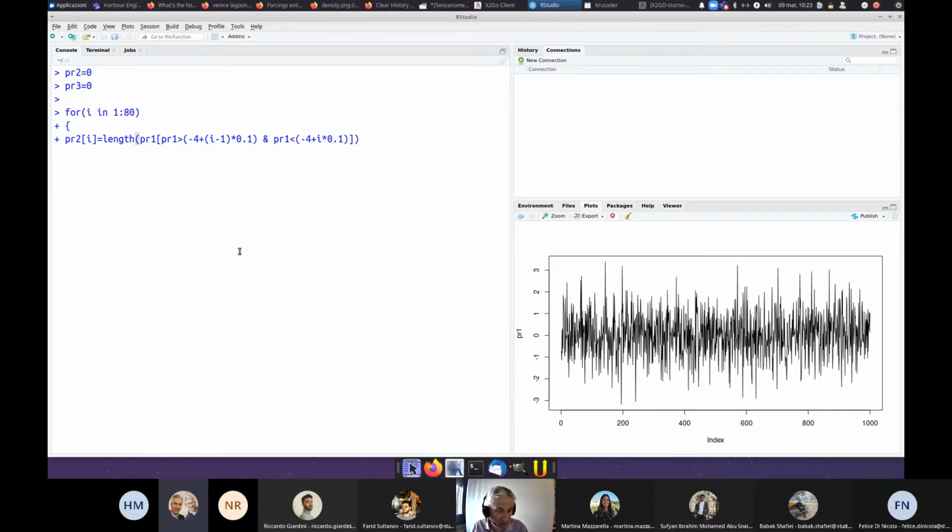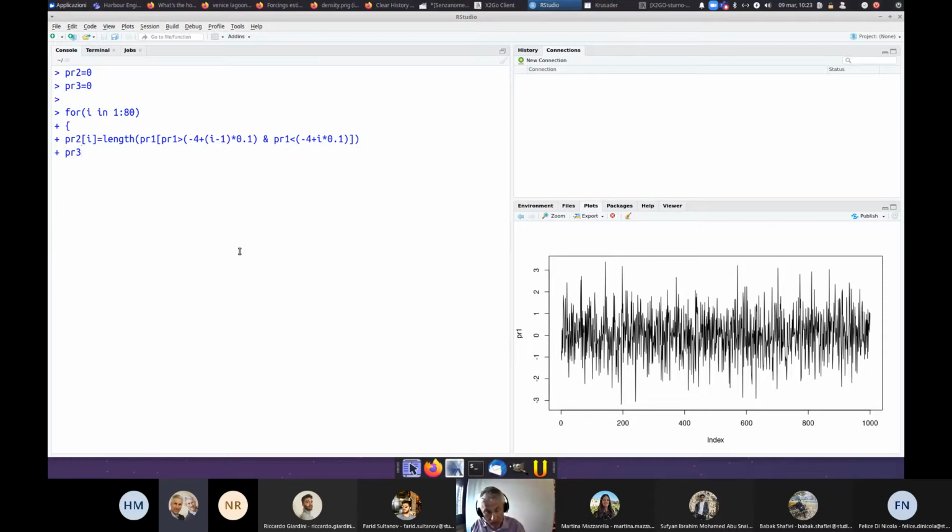Okay, and then let me just define another task. The other task is to compute PR3, and with PR3 I need to compute the left boundary of each interval, because at the end of the story I need to plot the probability density against the interval, against -4, -3.9. So let me compute it.